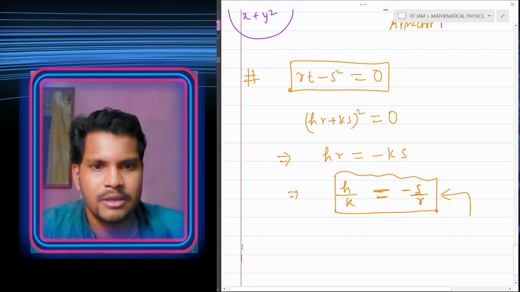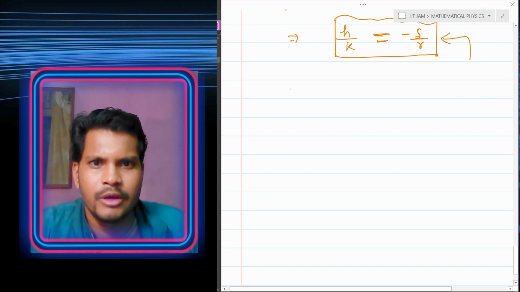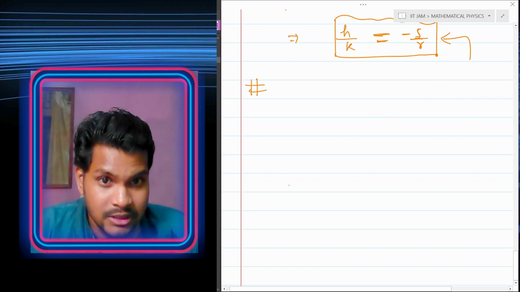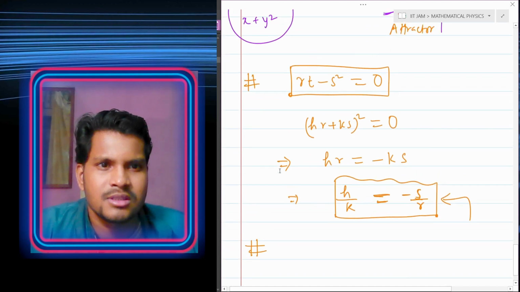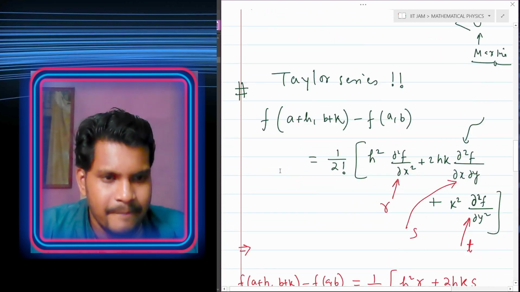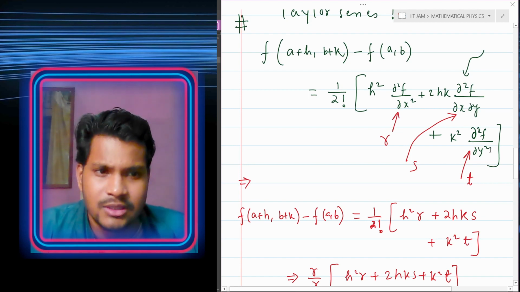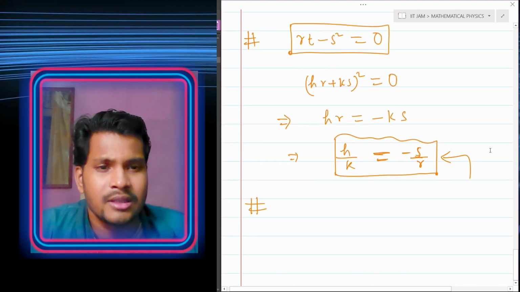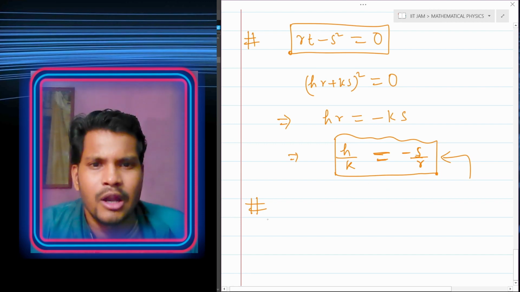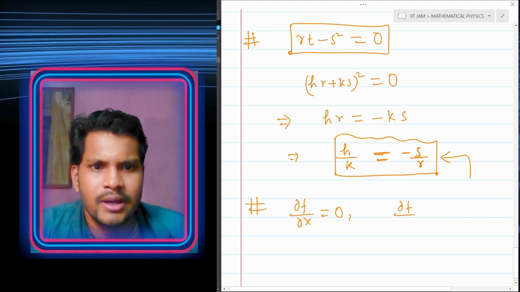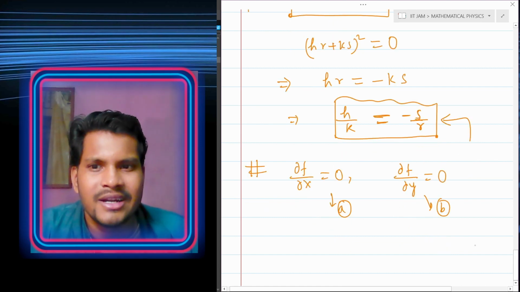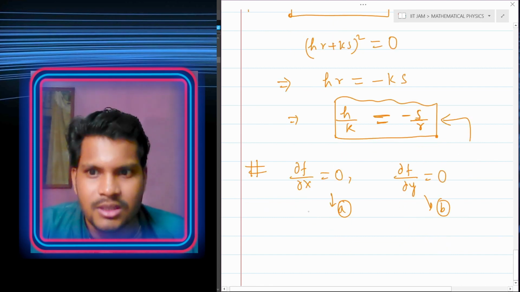Now I'm going to re-summarize how you can do the working. You already know the definitions of r, s and t. r is d2f over dx square, s is d2f over dx dy, and t is d2f over dy square. These are just your r, s and t. Now you can find a and b by solving del f over del x and del f over del y equal to zero. These we also call the critical points of the function, understood?